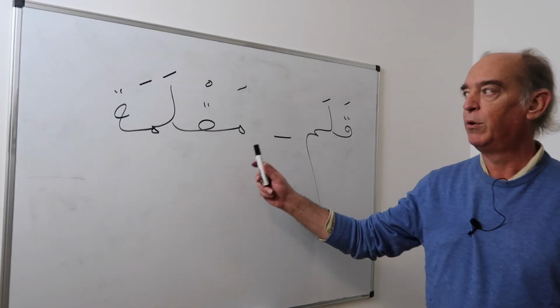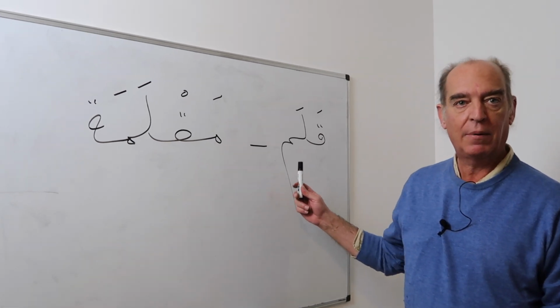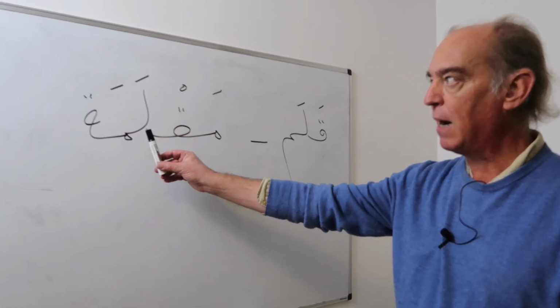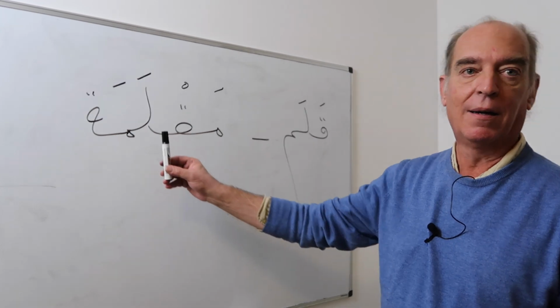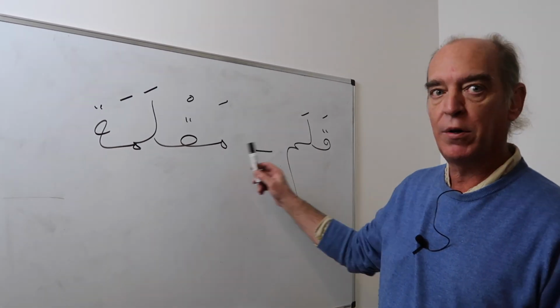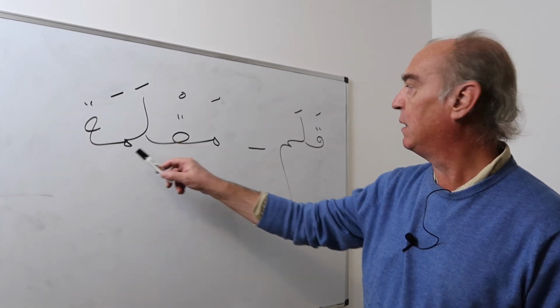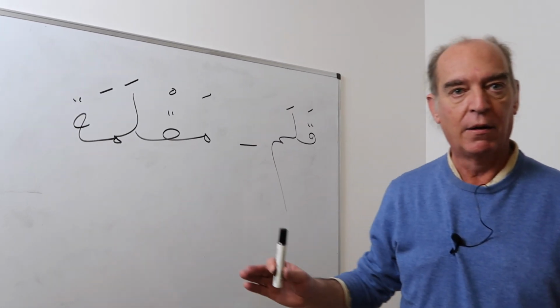Now we have two new words to learn. The first is qalam, which means a pen, and maqlama or maqlamatun is a pencil case. You can see that the two words are from the same root. You have the qaf lam mim as qaf lam mim here. Just remember it for now.